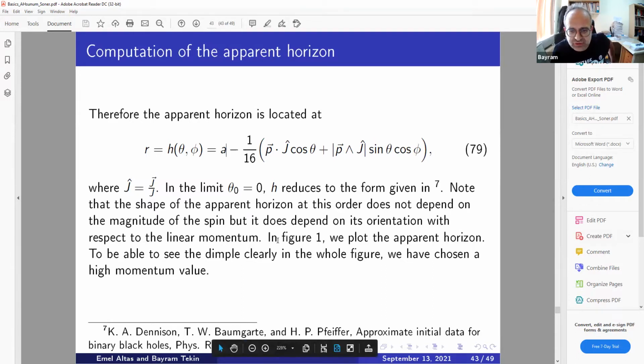Now I have to tell you this. Before our computation, somebody did the computation for J equals 0, P non-zero. Somebody else did the computation for P equals 0, J not 0. So our computation covers both P and J non-zero. And actually it is quite non-trivial, okay?